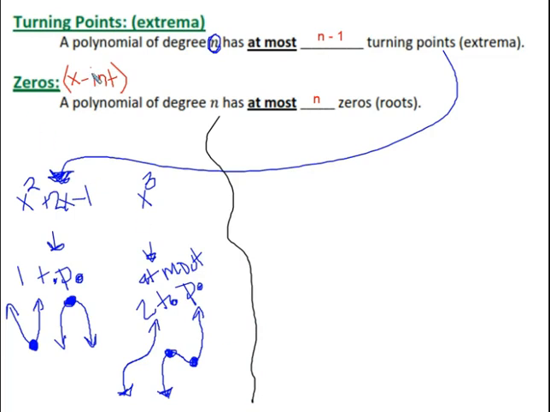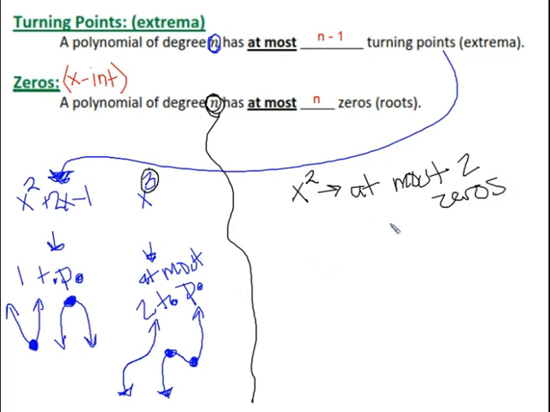Now we could also take a look at the zeros, or in other words, those x-intercepts. A polynomial of degree n, okay, looking at that degree again, has at most n zeros or roots. And that's what the fundamental theorem of algebra told us in the last section, that whatever our degree is, that's how many zeros or roots we should actually have. So again, looking at a little example here, maybe we'll look at x squared. That's telling us we have at most 2 zeros.